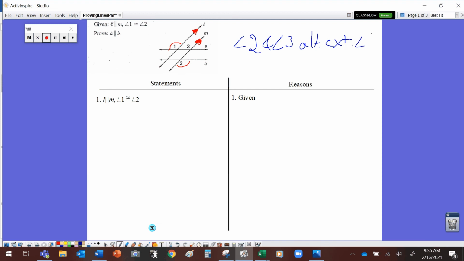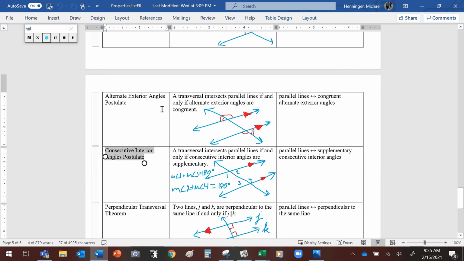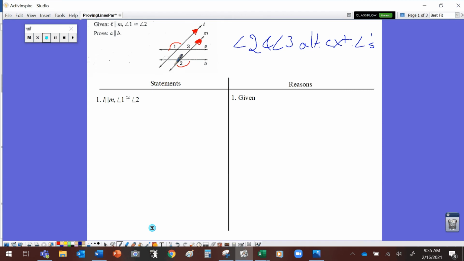Okay, now, remember what we said in our list of properties. Alternate exterior angles, if I can show that alternate exterior angles are congruent, that means that those lines are going to be parallel. So that's going to be my objective. I'm going to try to show that those two angles are congruent, and that'll be enough to show that those lines are parallel. Well, take a look at some other information that we have.